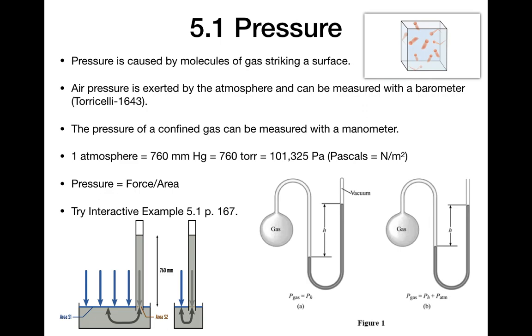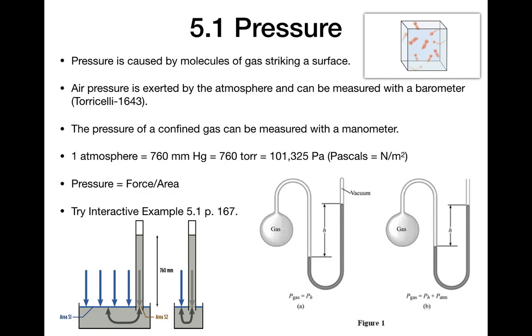If we start with pressure, one of the gas characteristics that is caused by the molecules of the gas striking the surface of the container, we see that pressure is exerted by the atmosphere, which can be measured with a barometer. Torricelli invented the first mercury barometer in 1643. You can see a diagram of it down in the lower left-hand portion of the screen.